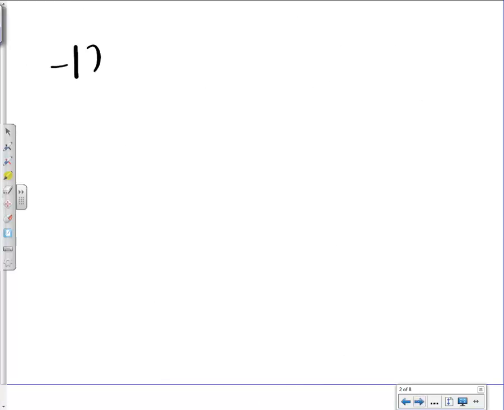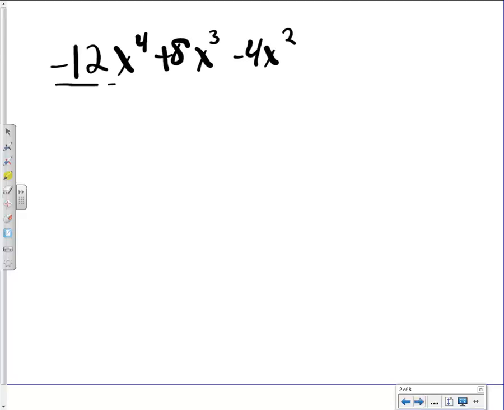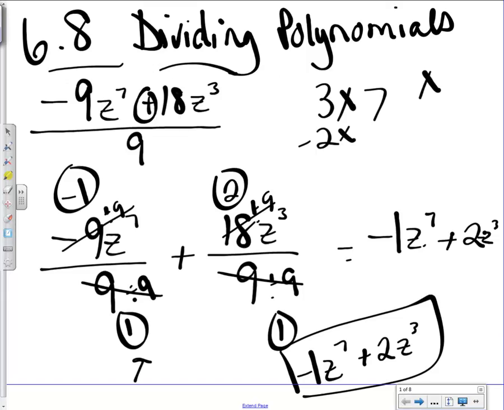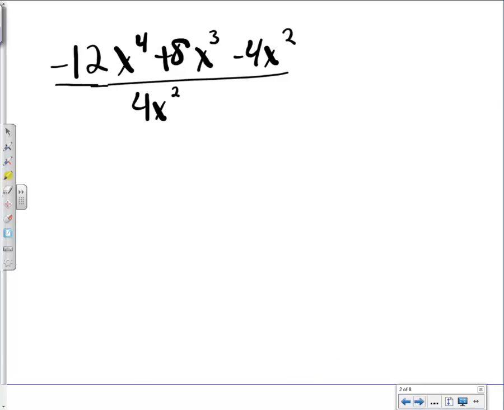Let's try another one. Negative 12x to the 4th plus 8x to the 3rd minus 4x squared, all divided by 4x squared. All right, so can I use that same method that I used in the first problem in the second problem? Meaning, can I rewrite this as 3 separate pieces with 4x squared as the denominator of each one of them? Yes, I can. The reason I can is because that 4x squared in the denominator does not have any add or subtract signs in between it. Because it's one term, it's all together, no add and subtract signs, we can rewrite it like this.